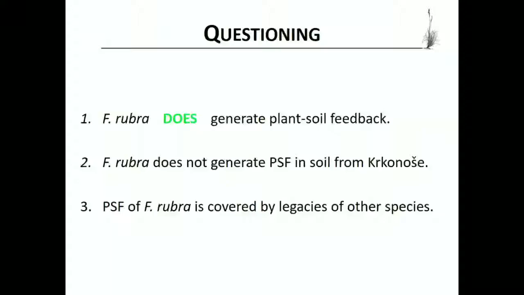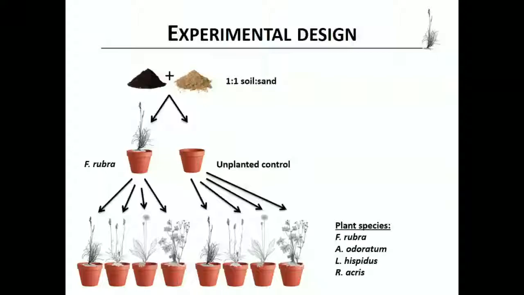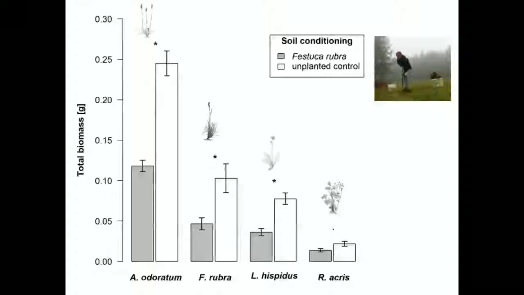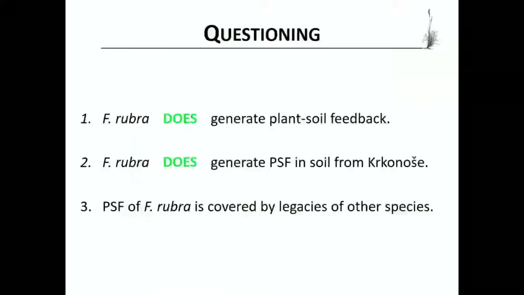And how about the soil from the field? So I repeated the same design, but using soil from the locality. So again, I had soil which was conditioned by Festuca rubra or unconditioned, and then the four species grown in it. And here you can see the results. So again, there was a significant effect in all the species. The only exception was Ranunculus acris, it's the last one, but there was only a marginal difference. So again, we can say that it works also in the soil from Krkonoše.